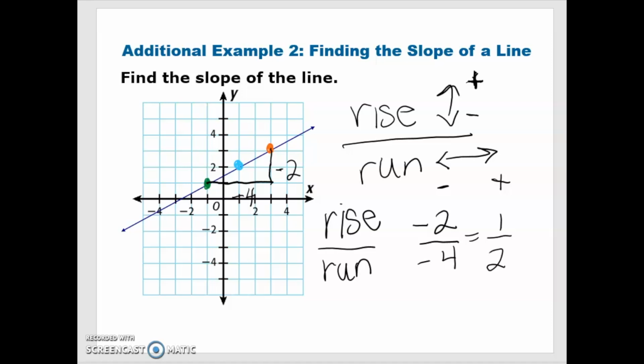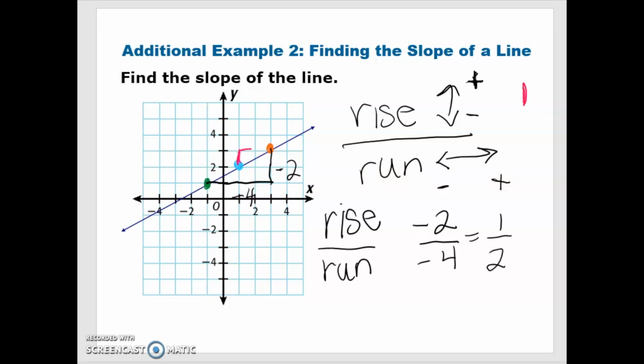Now I want to show you that if we had started somewhere else, we would have ended up with the same answer. Like let's say we started at blue and we moved to orange. So going from blue to orange, now my rise would only be 1 in the positive direction.